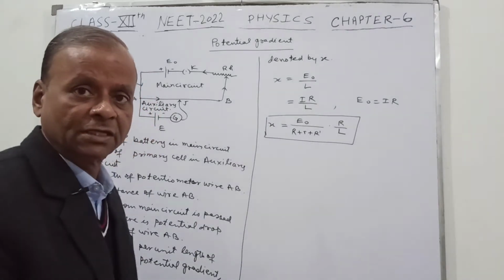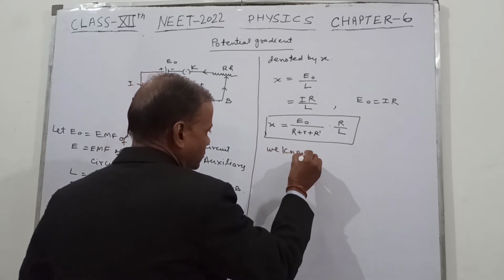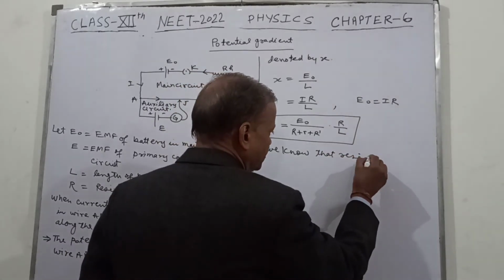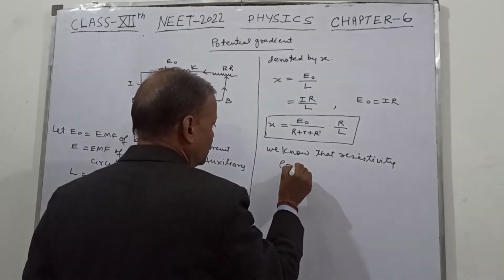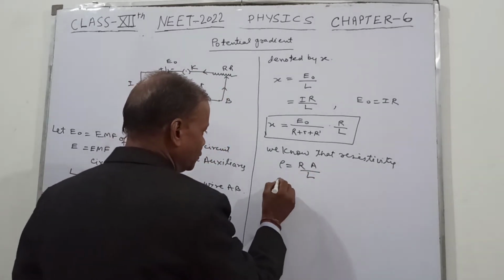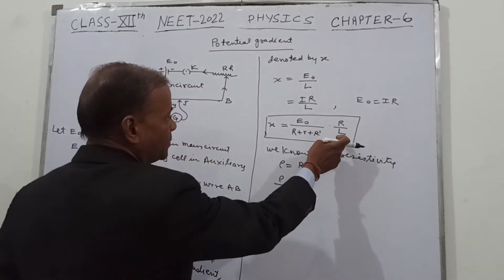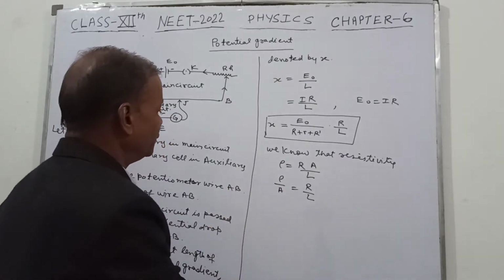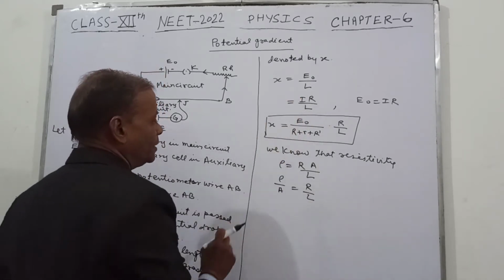Now we know the resistivity rho is equal to R A upon L. So R upon L is rho upon A. So in place of R upon L, we can write the value of rho upon A.